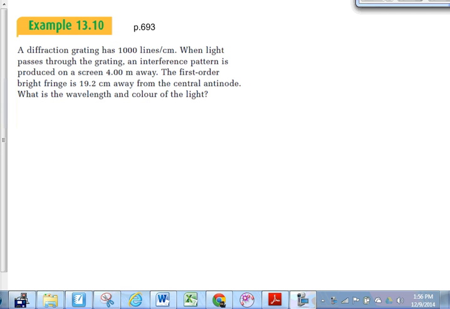Here's one more example for you. This one says a diffraction grating has 1,000 lines per centimeter. What does that mean? Well, it's kind of like having d.